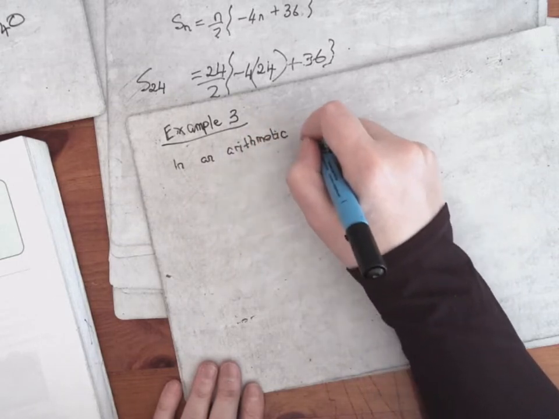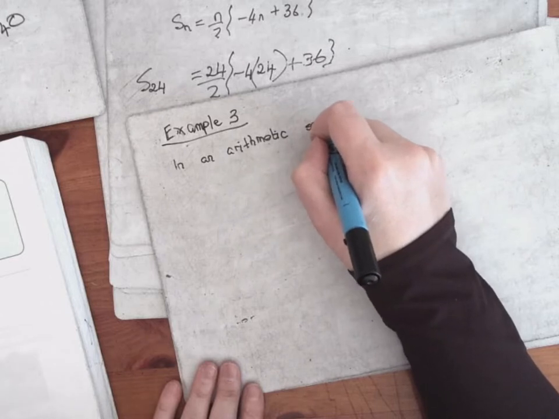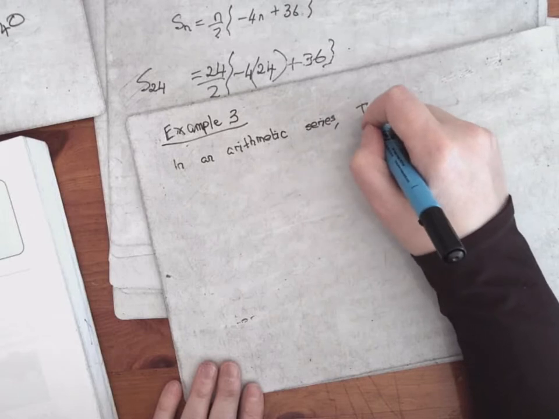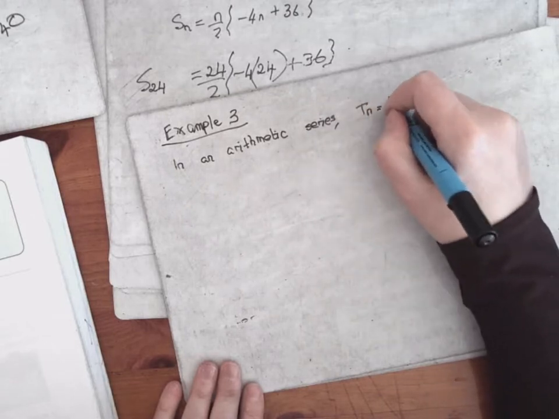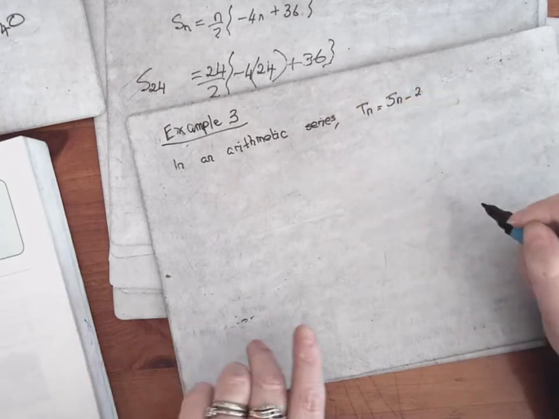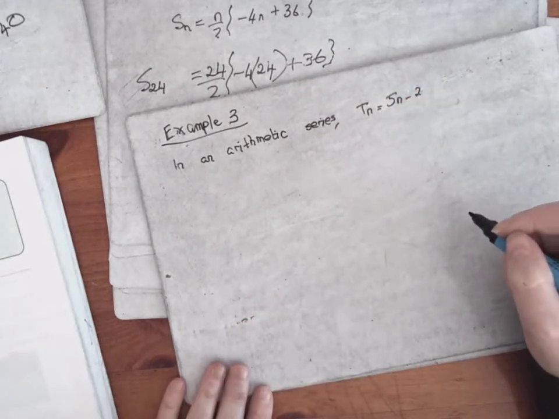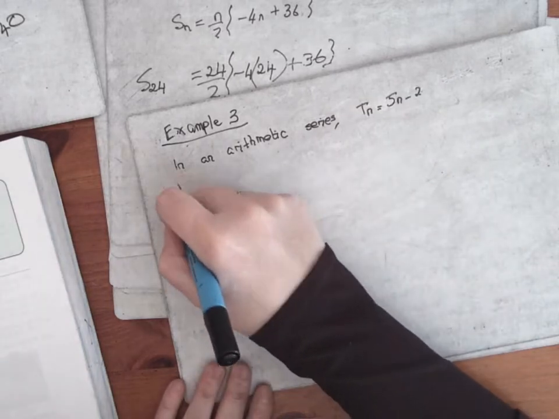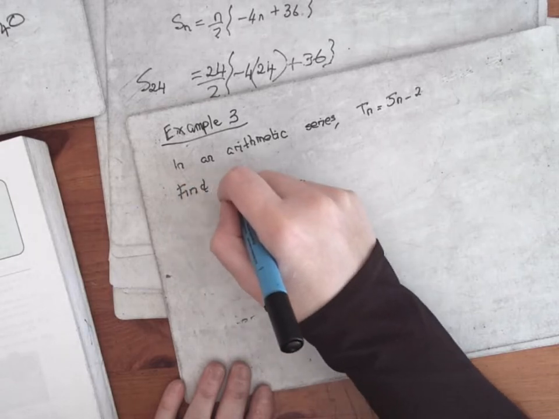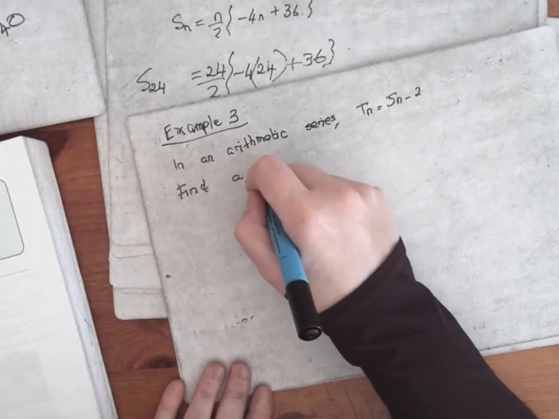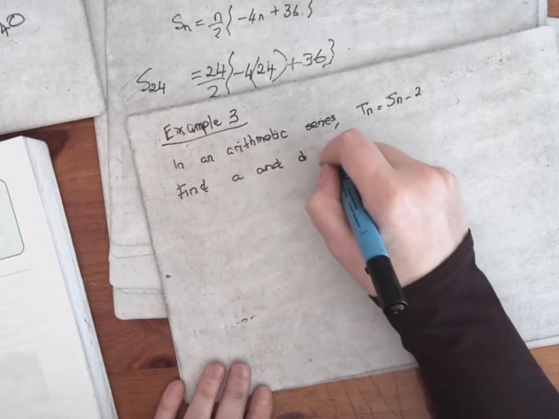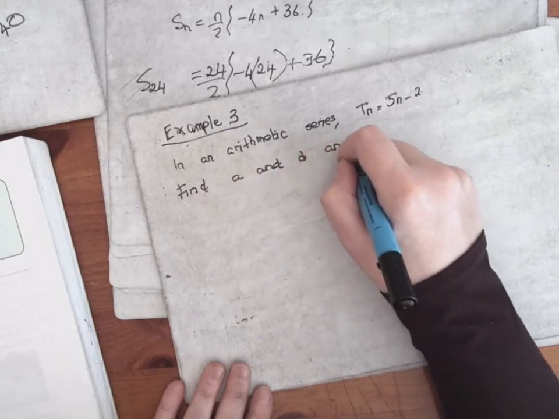So example 3, girls, it's actually number 6, right? Okay, so in an arithmetic sequence series even, Tn, so they're not giving me Sn, they're not adding any terms, they're just telling me to get any terms. So this is what I did in the previous section. Tn equals 5n minus 2. Find the values of a and d and hence find S16.